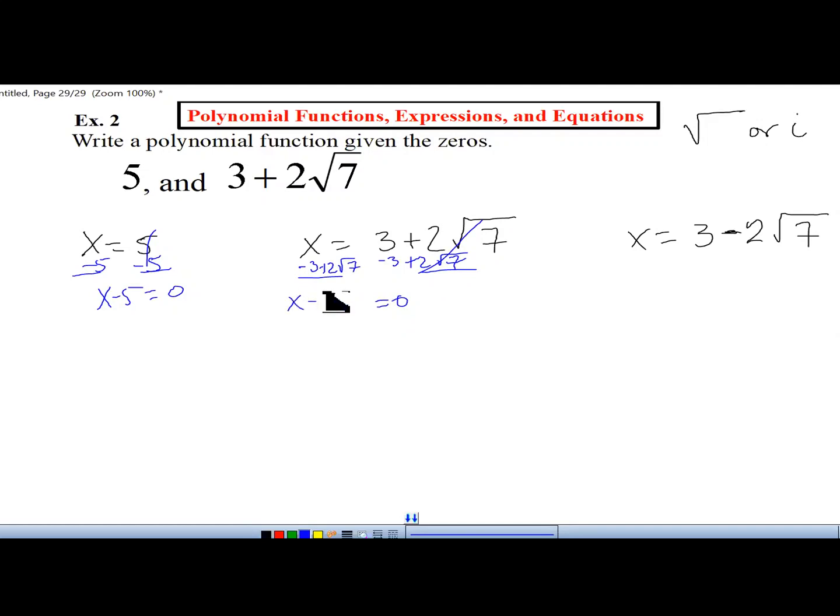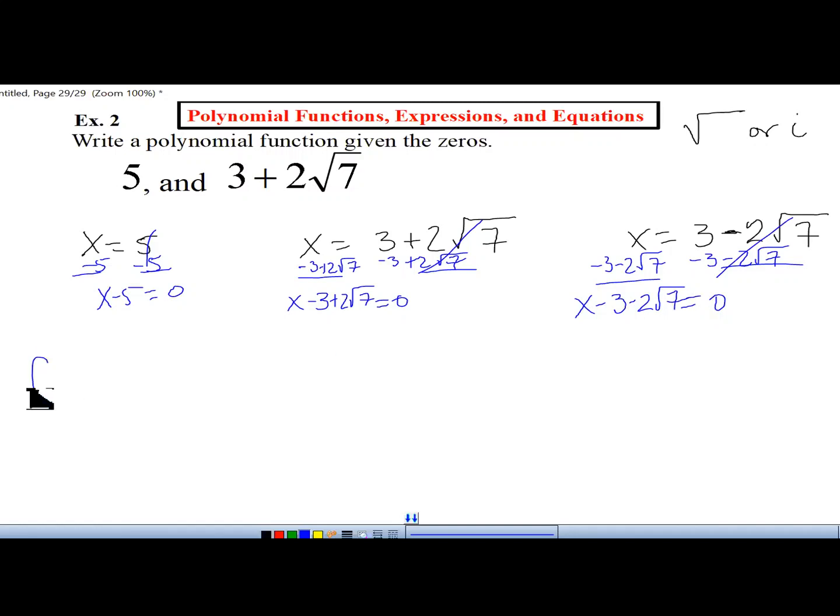So it's x minus 3 plus 2 square root of 7. Let me do that for this one as well. Minus 3 minus 2 square root of 7 on both sides. We're left with 0 equals x minus 3 minus 2 square root of 7. Are we there so far? Yes, Mr. Q. And pretty much we're done. We just need to write our function.